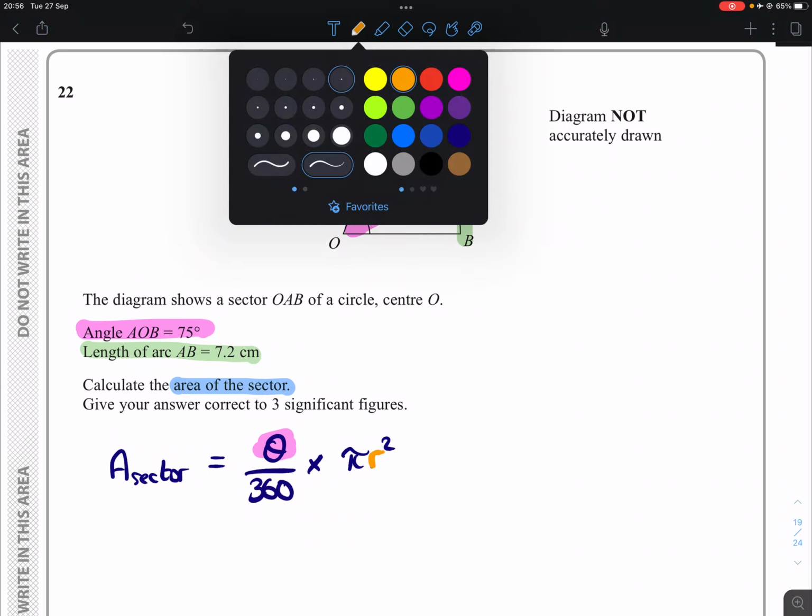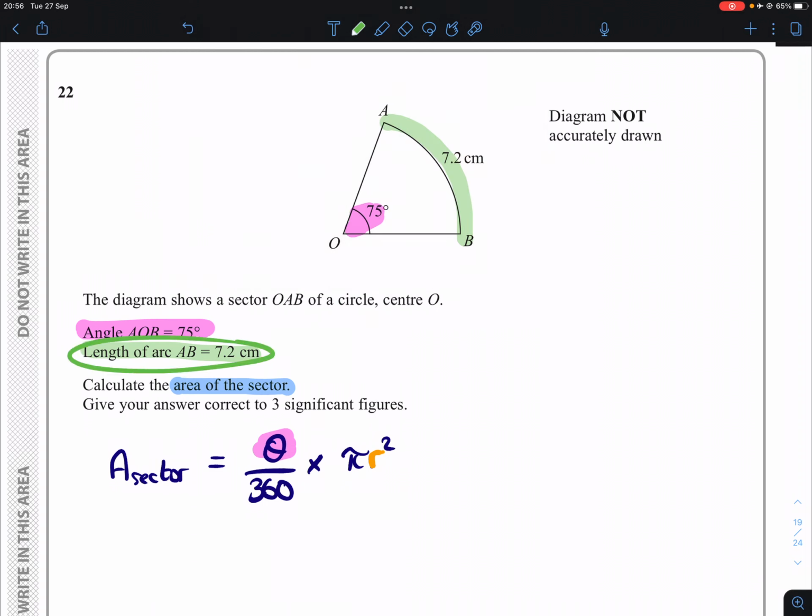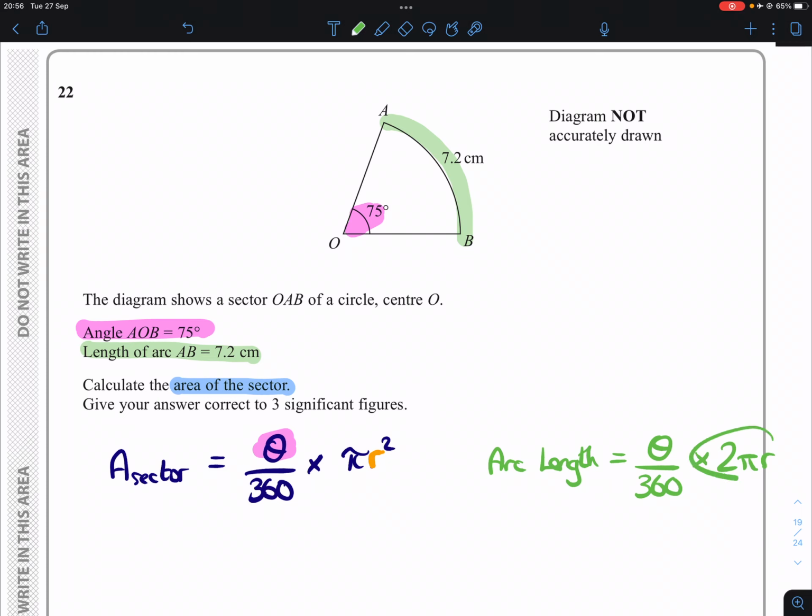piece of information that the question has given us, and that is the arc length. The formula for the arc length is very similar to what I've just written there, except instead of it being pi r squared for the area of the whole circle, it is pi d or 2 pi r, doesn't matter which of these you use. I'm going to use 2 pi r just now because I want to figure out what r is, but you could use pi d, figure out what d is, and then halve it, tomato, tomato.